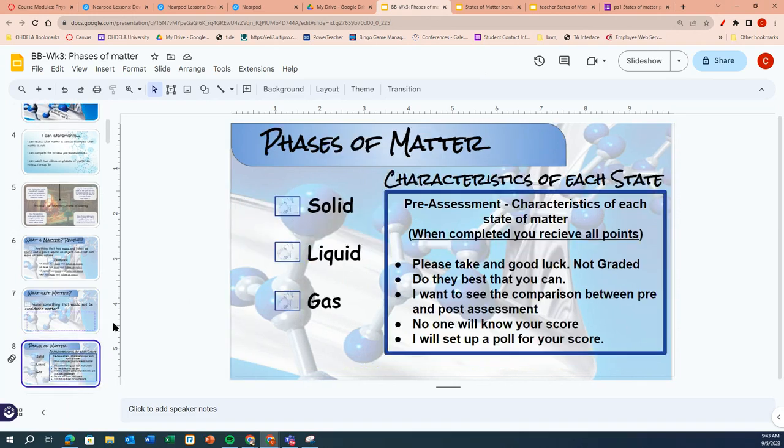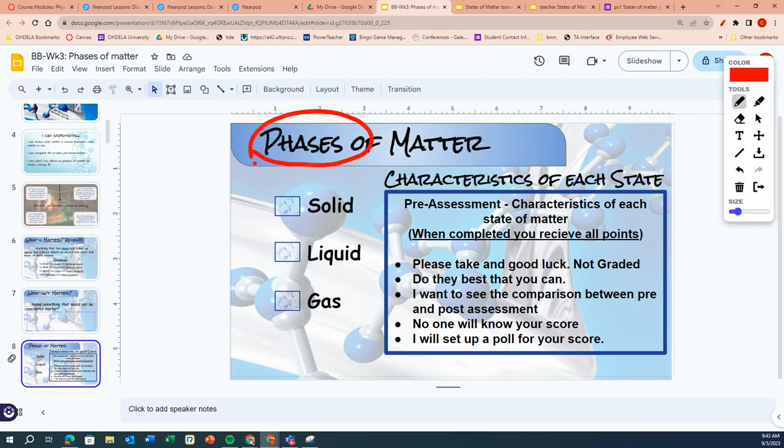All right, so phases of matter. Now, phases, what they're talking about here, like you've probably heard of phases of the moon. We've got the crescent moon, we've got a half moon, and we've got a full moon. So those are changes in the moon, right? We use that same word for changes in matter. So this is what this means, changes.